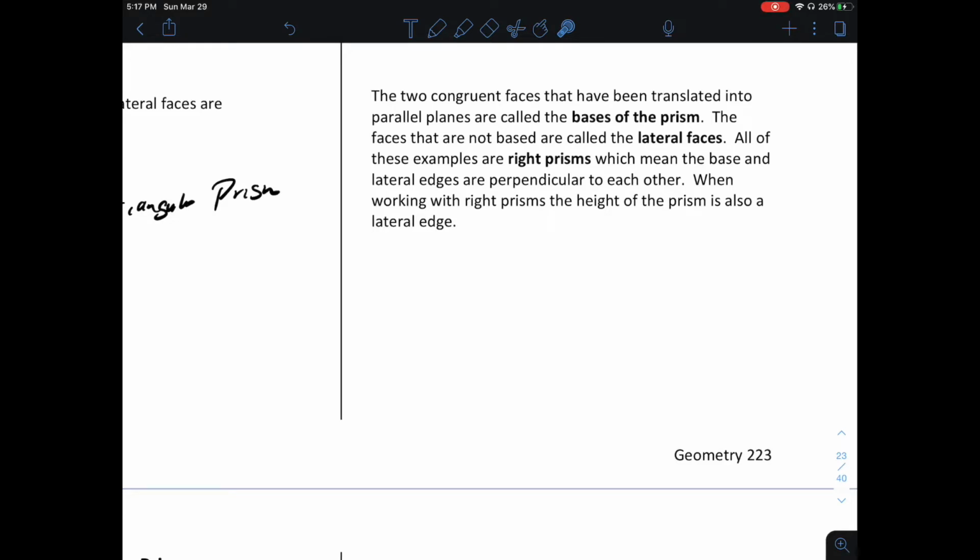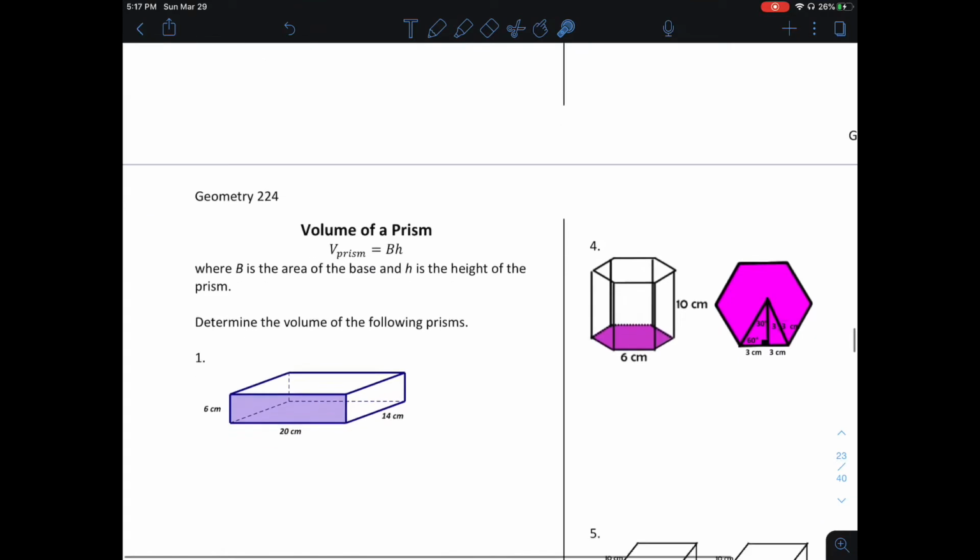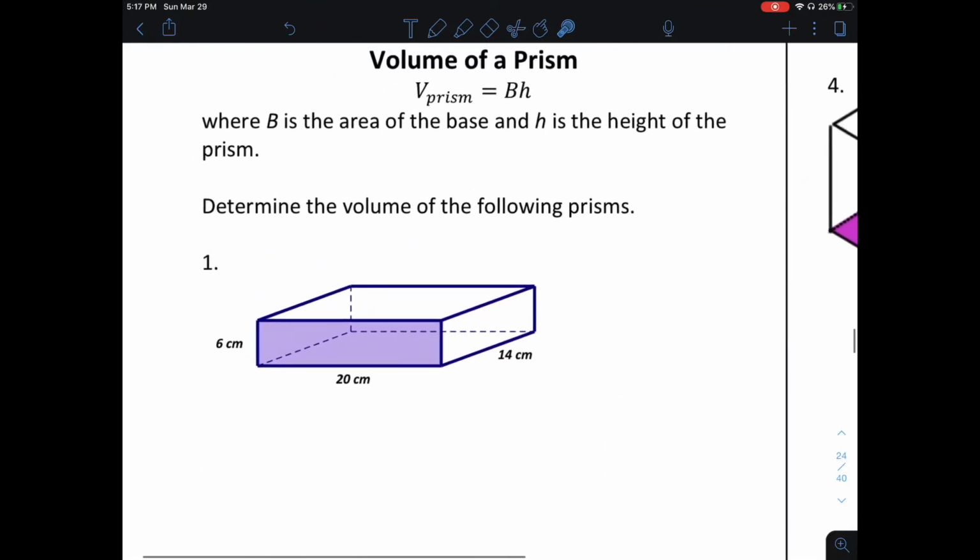All of these examples are right prisms, which means the base and lateral edges are perpendicular to each other. When working with right prisms, the height of the prism is also a lateral edge. Let's look at some examples and see if we have any idea of what's going on.